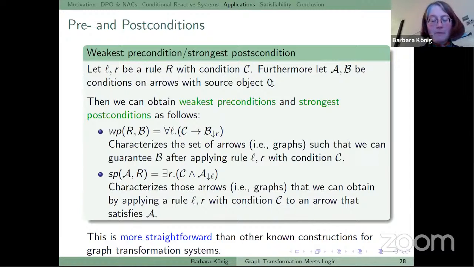Weakest precondition means I've characterized a set of arrows, objects, graphs. Think of them as graphs. I have a set of graphs characterized with a condition. And now I want to characterize those graphs for which, if I could apply the rule, I would end up in a graph that satisfies this condition B. This is the weakest precondition, so the predecessors basically. So you want the weakest precondition given a rule R and a condition B. Which graphs have the property that if I can apply R, I for sure end up in something satisfying B?